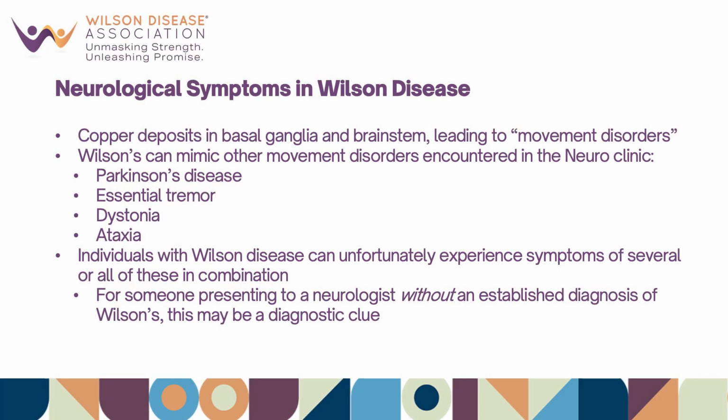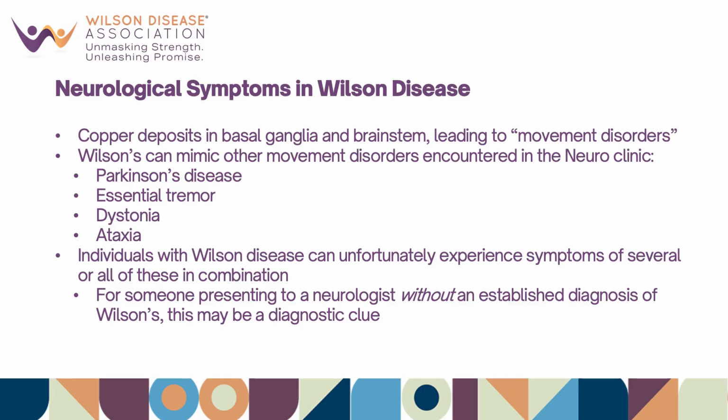So we know that copper deposits in the brain. Specifically, it deposits in some of the deeper areas of the brain, such as the basal ganglia and the brainstem. The basal ganglia is a group of structures that is very important for the regulation of movement. And so when there is dysfunction in the basal ganglia, people develop movement disorders. Really our definition of movement disorder is something that either makes somebody move too much, like abnormal involuntary movements, or something that causes someone to move too little.